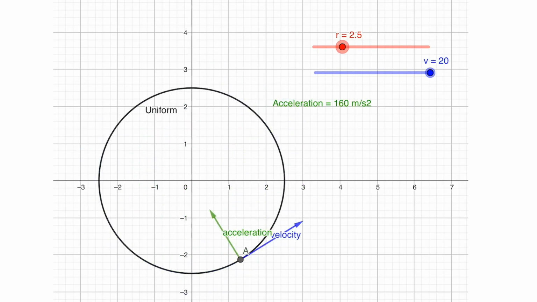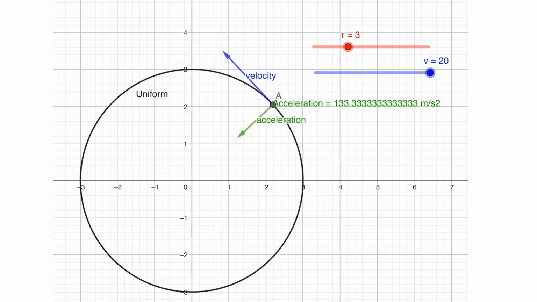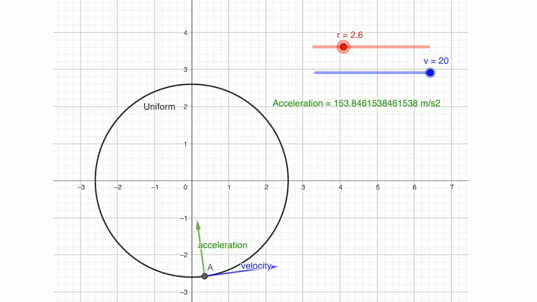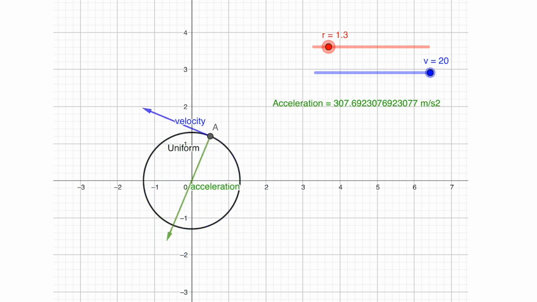Now on the other side, there's an inverse relationship between acceleration and the radius, so the further out we get, the acceleration decreases. It kind of makes sense: going around a tight corner, a small radius, there's a high acceleration, and vice versa for a large radius. Now going right in there, we can see the acceleration is really large.